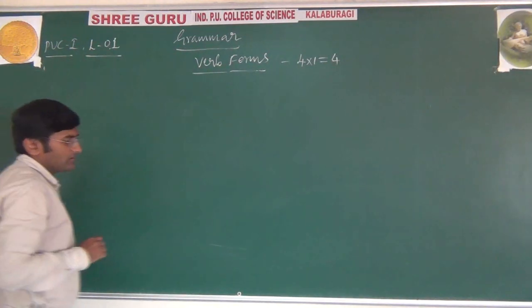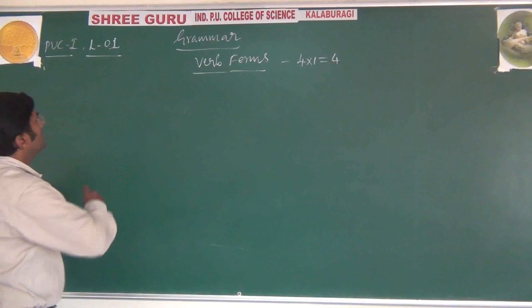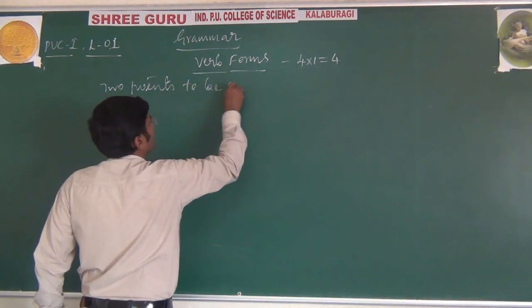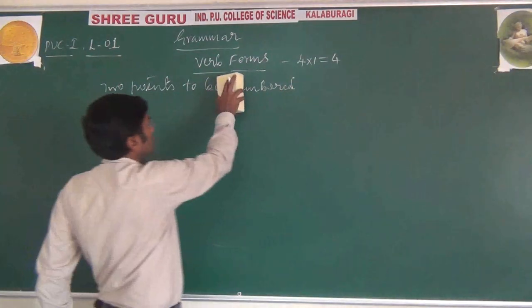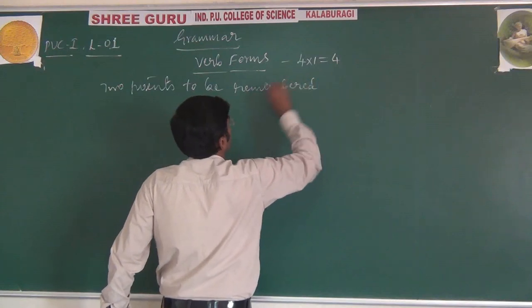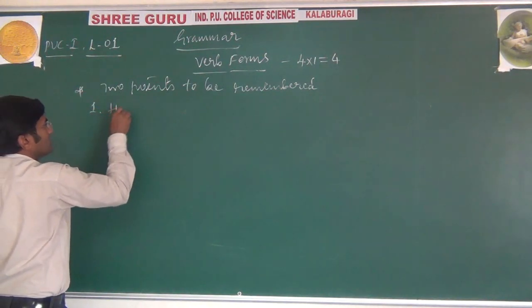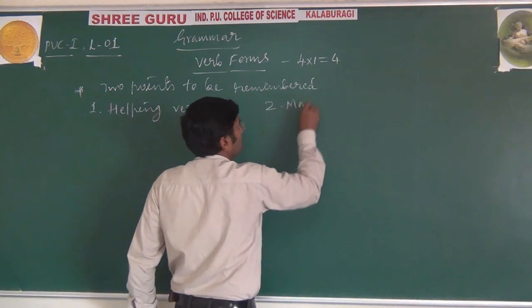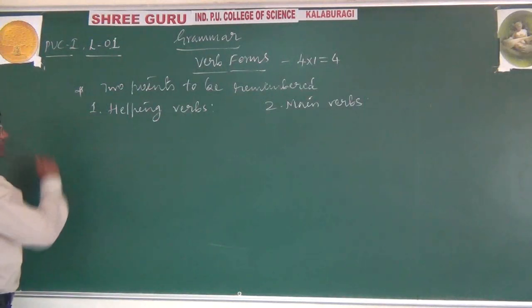My dear students, what are the rules to be followed in the verb forms? In the verb forms, there are 2 points to be remembered. How many points? 2 points to be remembered. What are those? Number one is helping verbs. Number two is main verbs.